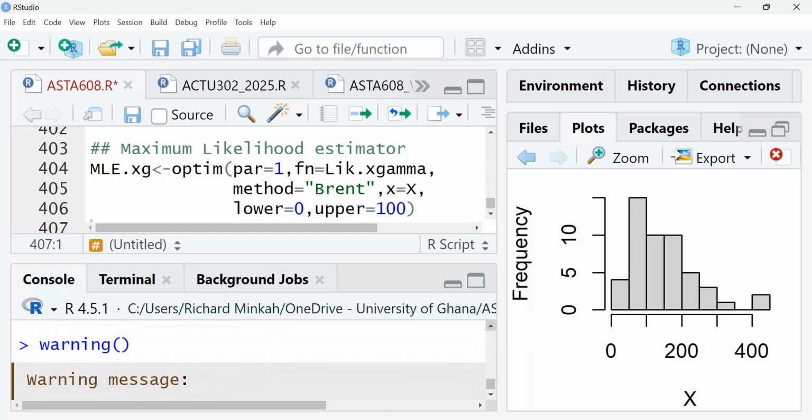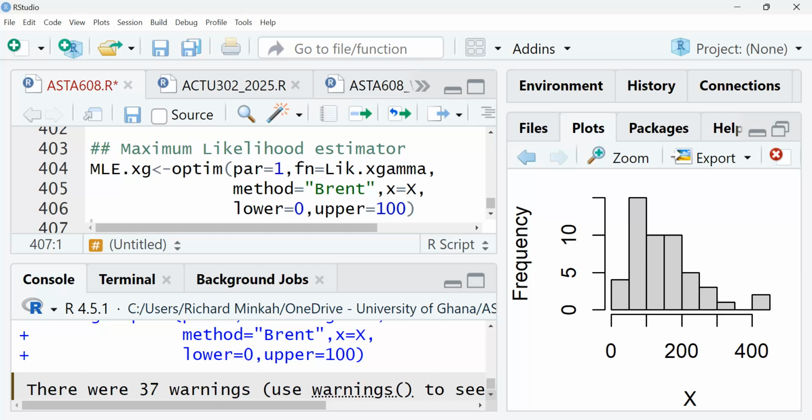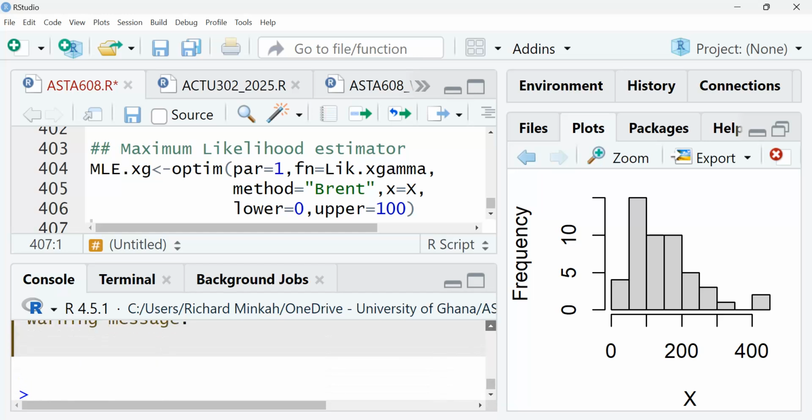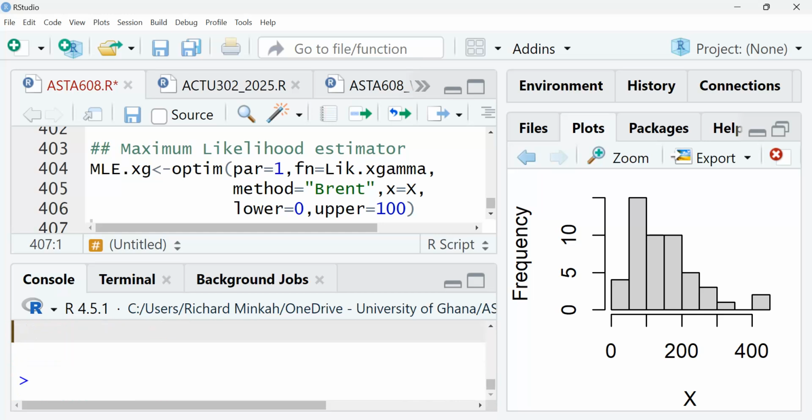So, warning message. Warnings. Oh, nothing came. Oh, it's warnings.